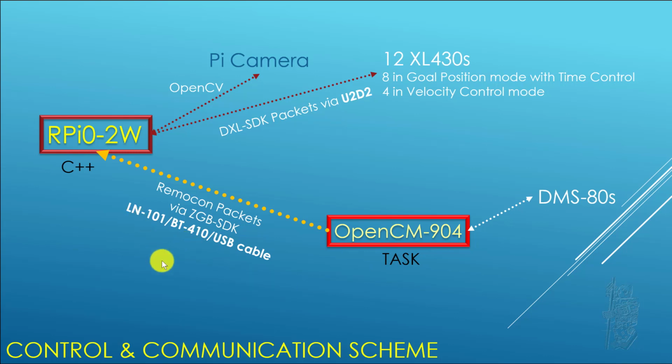And you can use LN101, BT410 dongle, or just a plain USB cable for this connection. The RPi0-2W itself is going to be using C++, using OpenCV to control the Pi camera. It controls 12 XL430s, 8 are in goal position mode and time control, 4 in velocity control mode. So they're going to do all that via DXL SDK packets via U2D2.